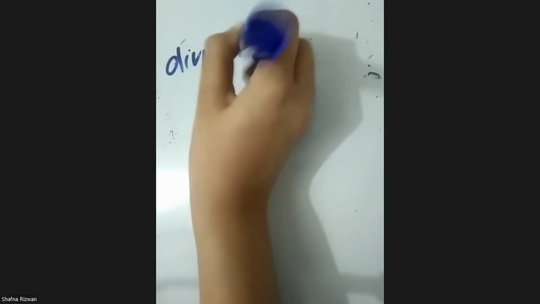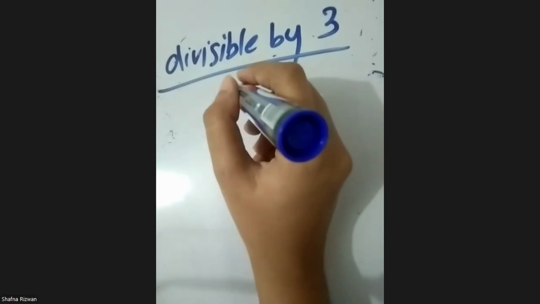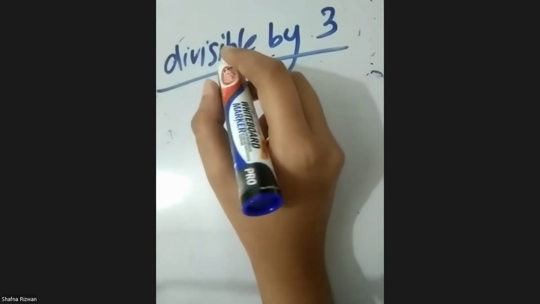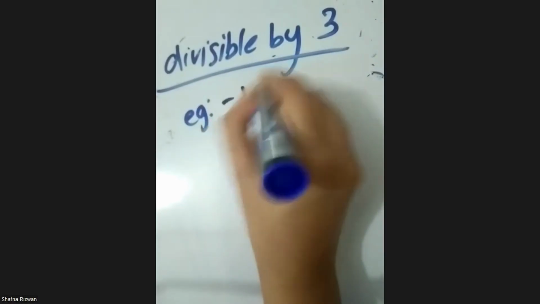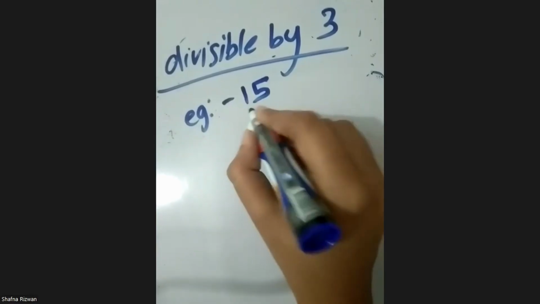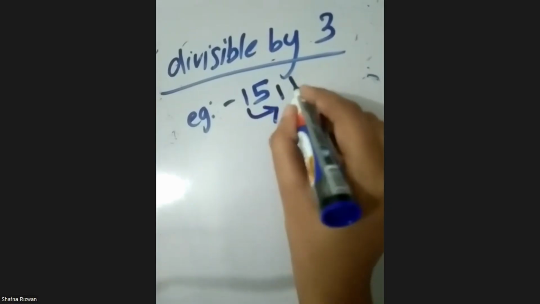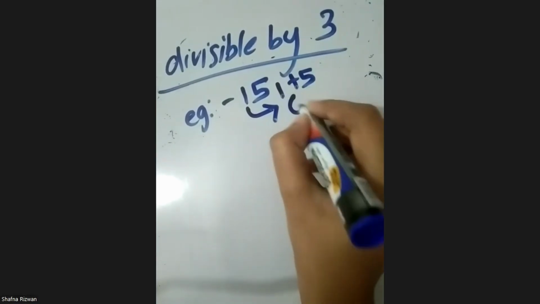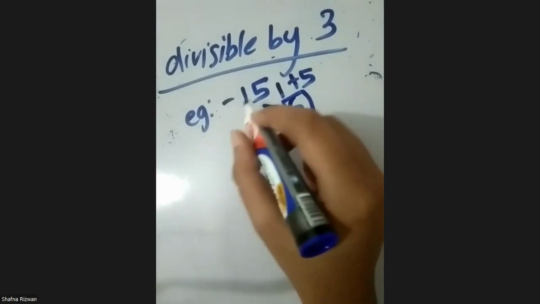Now let's see whether a number is divisible by 3. How can you all find it? It's similar to the number 9. Why? Because let's take an example. Now I'm taking 15. How can you find whether this number is divisible by 3? You have to find the digital root of this. Add 1 plus 5, it will give you 6. So 6 is a single digit, so this is the digital root of the number 15.